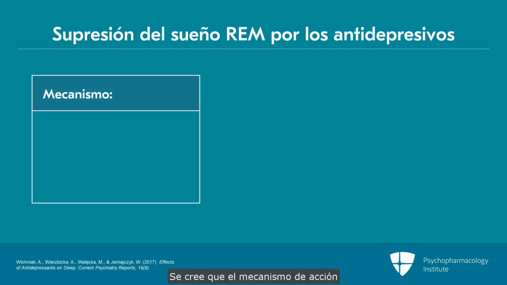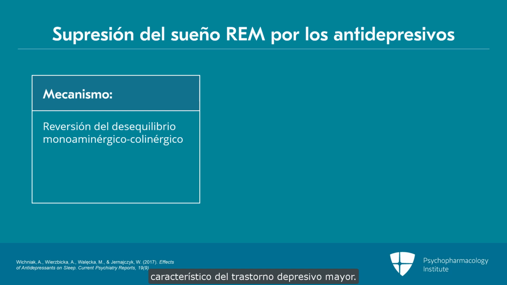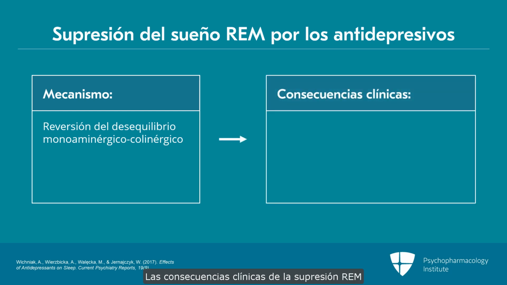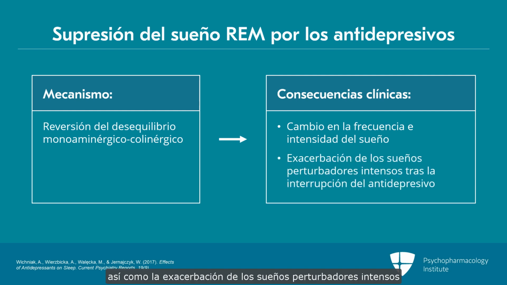The mechanism of REM suppression action of antidepressants is believed to be related to the reversal of monoaminergic cholinergic imbalance, which is characteristic of major depressive disorder. The clinical consequences of REM suppression caused by antidepressants can be a change in the frequency and intensity of dreaming, as well as exacerbation of intense, disturbing dreams related to REM rebound upon antidepressant discontinuation.